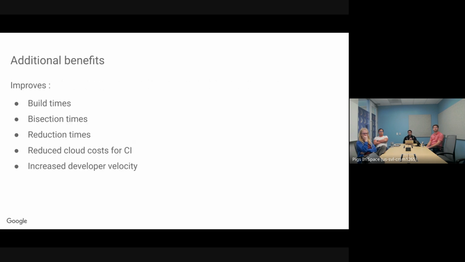In addition to just build times, this also helps bisection times and reduction times, and we'll get reduced cloud costs for CI if we build everything faster. This will increase developer velocity if you have to wait less time. All of these are external benefits of why we should refactor the headers or why we should lower build times.